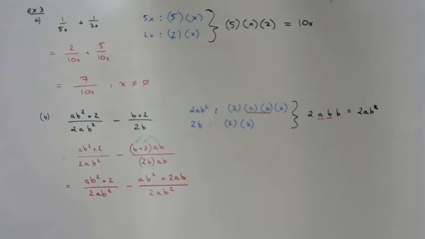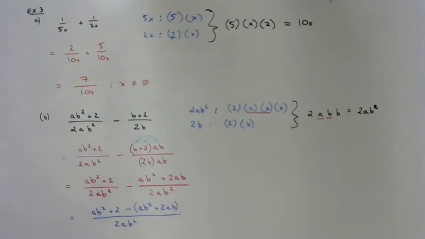Okay. One thing that you really must pay attention to. I'm going to subtract the numerators, okay? One thing that might be really helpful to you is to rewrite this as a single fraction at this point. Because it has the same denominator, 2ab squared, I can rewrite it as ab squared plus 2 minus, but watch this, I have to have this in brackets.